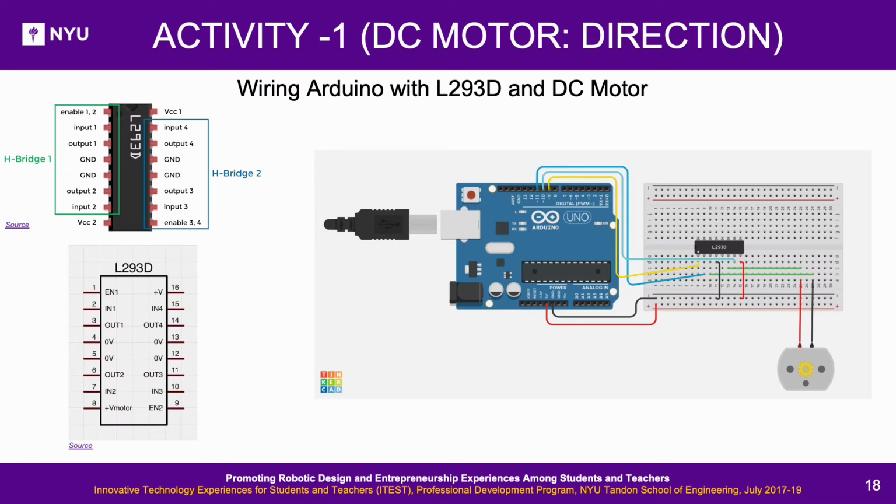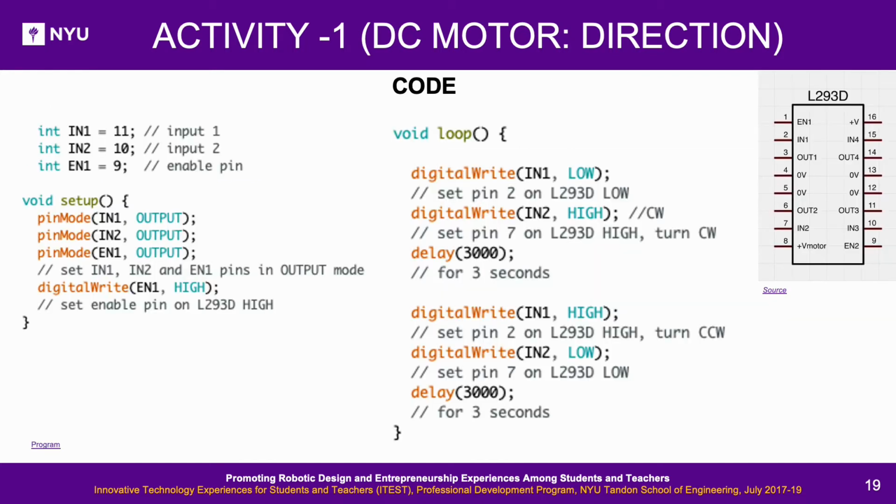Activity 1. DC motor direction control. Wiring Arduino with L293D and DC motor. Pause the video here to do this activity and hit play when you are done.